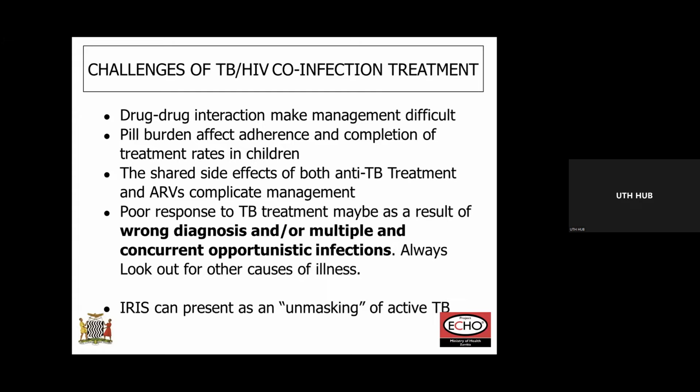So poor response to TB may be as a result of a wrong diagnosis or multiple or concurrent opportunistic infections that are happening. So what I'm trying to say here is that, yes, you've made a diagnosis of TB, but always look out for other possible causes of illness, especially in our children living with HIV. And I'm sure we've all heard of IRIS. So IRIS is just unmasking of active TB disease. Sometimes we may have missed the diagnosis of TB at the time we're screening or initiating this patient on TB treatment. And within 3 weeks to about 6 months of starting ART, this child comes back manifesting with TB symptoms. So basically it is unmasking this TB that was there but was missed.